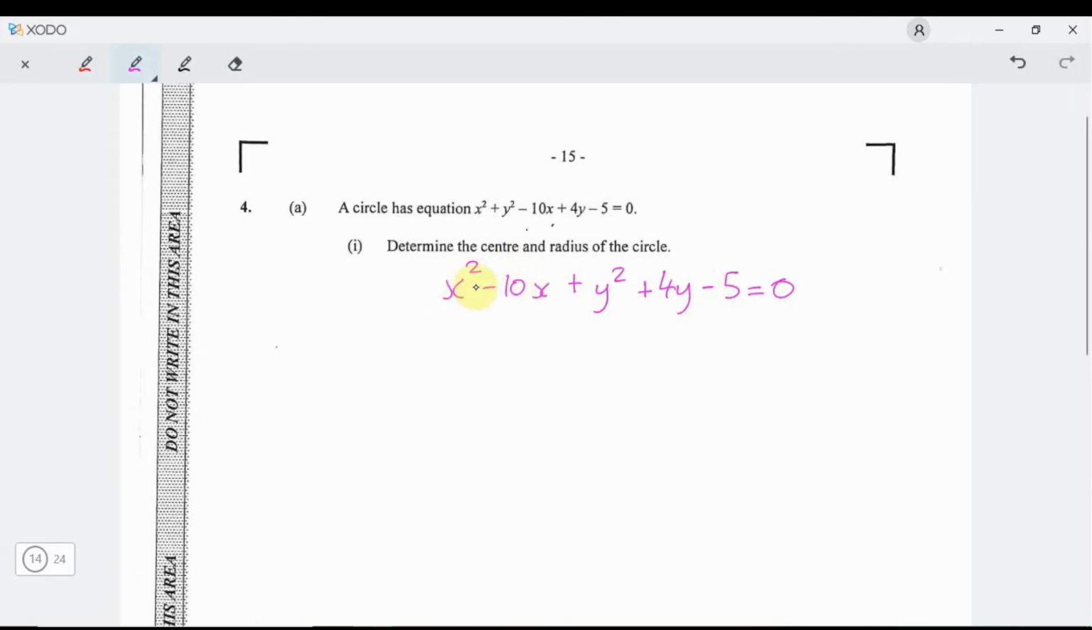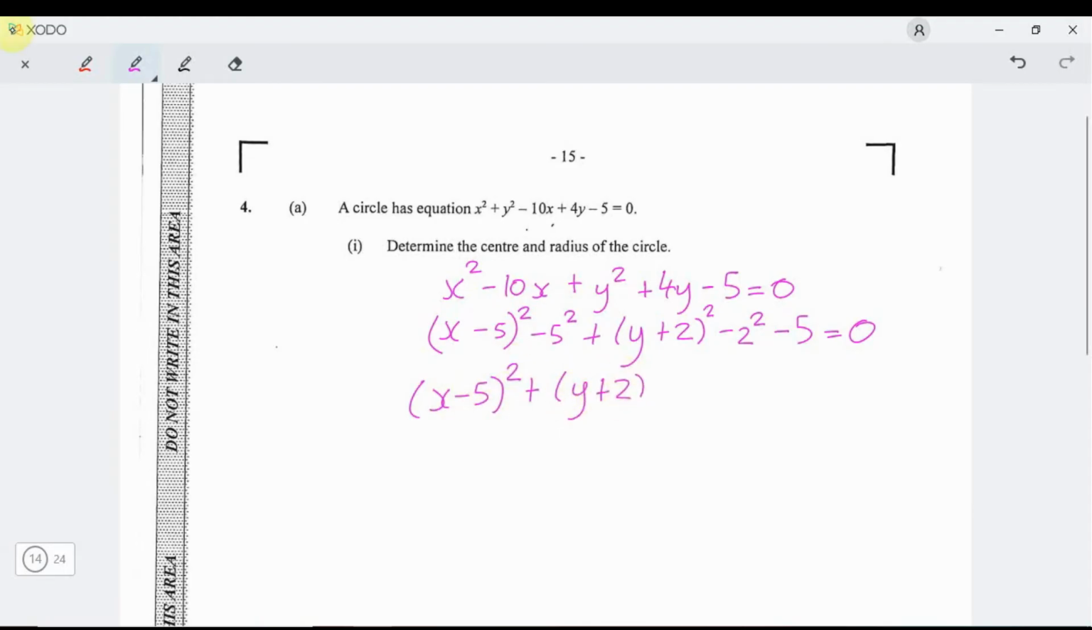Complete the square among the x terms. So drop the square. Half the coefficient of 10 is 5. Put a square, then subtract 5 squared. Plus, drop the square. Half the coefficient of 4, that's 2 squared, and you subtract 2 squared. Minus 5 equals 0. Bring all the numbers to the other side. This is x minus 5 squared plus y plus 2 squared equal to positive 5 plus 5 squared plus 2 squared. 5 squared is 25, 25 and 5 is 30, 30 and 4 is 34. So x minus 5 squared plus y plus 2 squared equals 34.